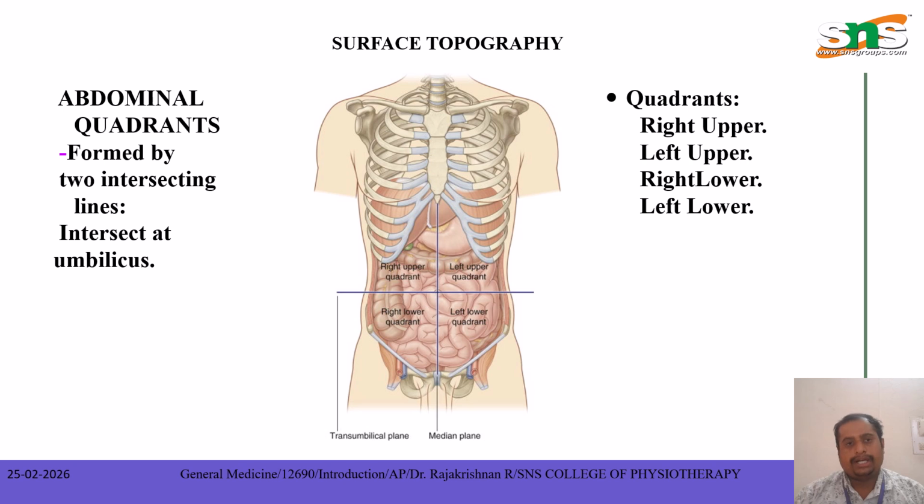Then topographically, the structures are divided into four quadrants. One is the right upper quadrant and the right lower quadrant. Then the left upper quadrant and the left lower quadrant. Four quadrants. That is divided by two intersecting lines called the transumbilical plane and the median plane.